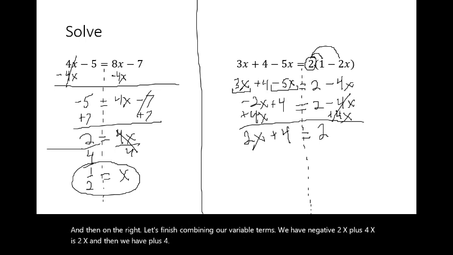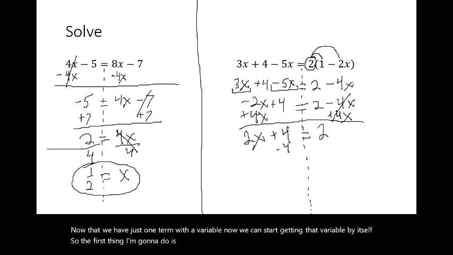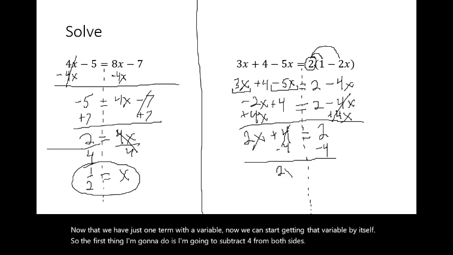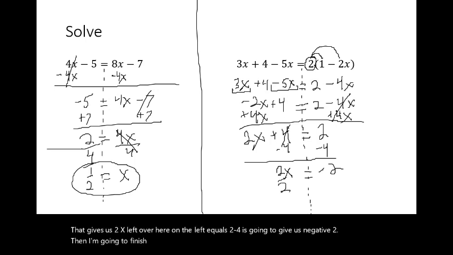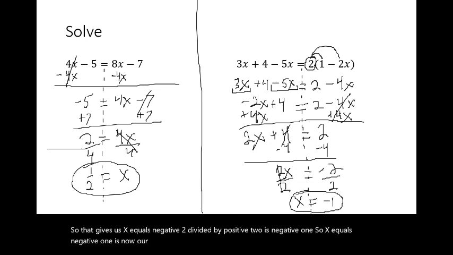Now that we have just one term with a variable, now we can start getting that variable by itself. So the first thing I'm going to do is subtract 4 from both sides. That gives us 2x left over here on the left equals 2 minus 4, which is going to give us negative 2. Then I'm going to finish getting x by itself by dividing both sides by 2. So that gives us x equals negative 2 divided by positive 2, which is negative 1. So x equals negative 1 is now our final answer.